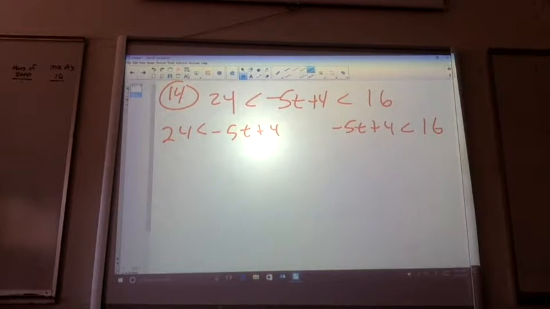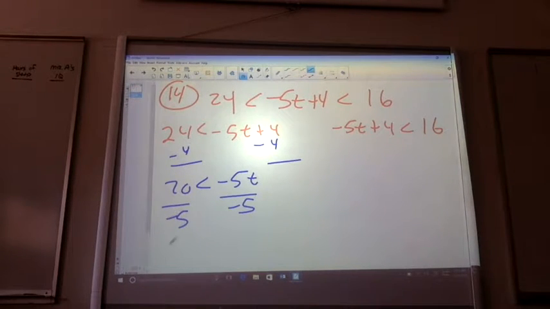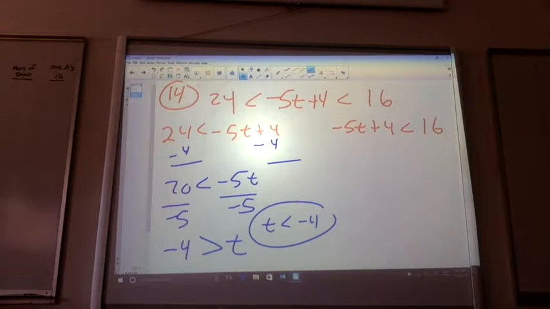And let's start solving it. Subtract 4, subtract 4. 20 is less than negative 5t. Divide each side by negative 5. So I get negative 4. Sign flips, yes? Yes. T. So then I can just rewrite that. I'm rewriting it so you flip the sign back over. So I have that part. So we'll see if that works for us.